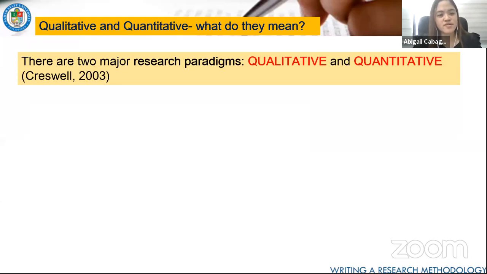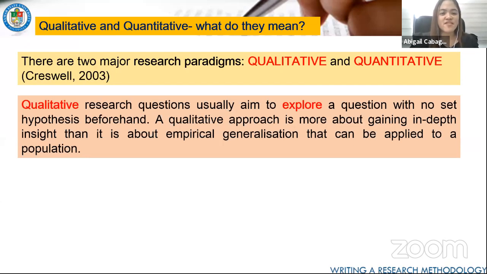So according to Creswell, there are two major research paradigms. We have qualitative and quantitative paradigms. Qualitative research questions usually aim to explore a question with no set hypothesis beforehand. So a qualitative approach is more about gaining in-depth insight than it is about empirical generalization that can be applied to a population. So when you do qualitative research, your aim is really to explore and to have an in-depth insight of a particular phenomenon.